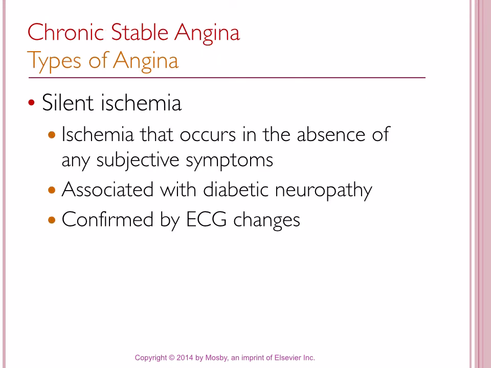Chronic stable angina has types, and there's silent ischemia. It refers to ischemia that occurs in the absence of any subjective symptoms, and it can be associated with diabetic neuropathy. Patients with diabetes have an increased prevalence of silent ischemia. This is most likely due to diabetic neuropathy affecting the nerves that innervate the cardiovascular system. Because they have neuropathy, they are not able to feel the subjective symptoms that other patients who don't have diabetes can.